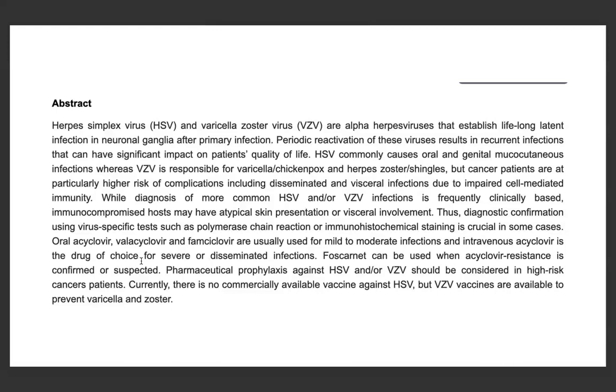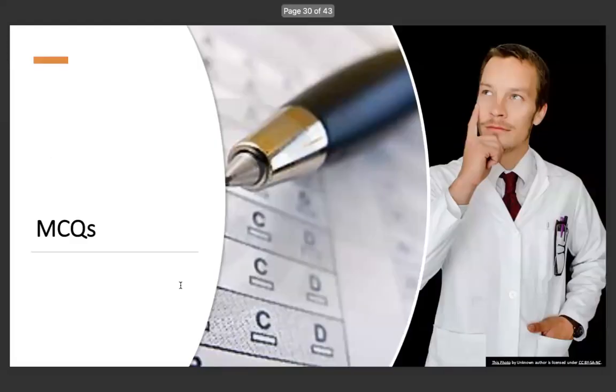Foscarnet can be used when acyclovir resistance is confirmed or suspected. Pharmaceutical prophylaxis against HSV and VZV should be considered in high-risk cancer patients. Currently, there is no commercially available vaccine against HSV, but VZV vaccines are available to prevent varicella and zoster.